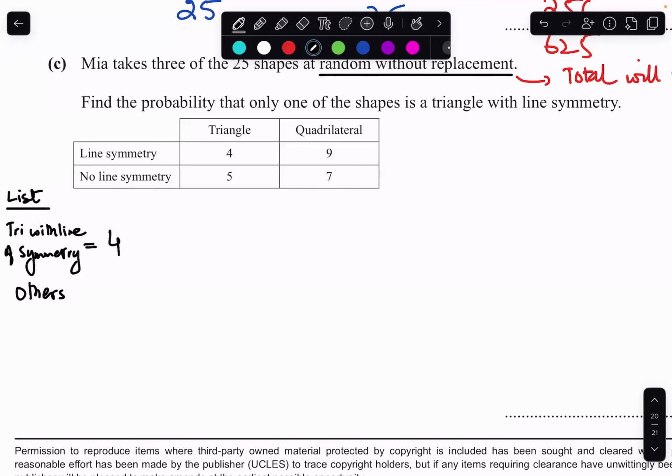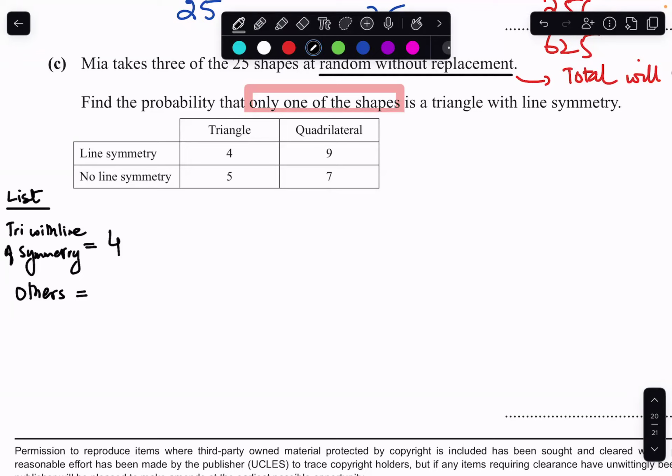Because only one of the shapes, can you see the probability, that only one of the shapes is a triangle with symmetry. That means if she's taking out 3, if the first one is the triangle with the line of symmetry, what should the others be? The second and the third. Can they be triangles with line of symmetry? No. Okay. So what are the other shapes?